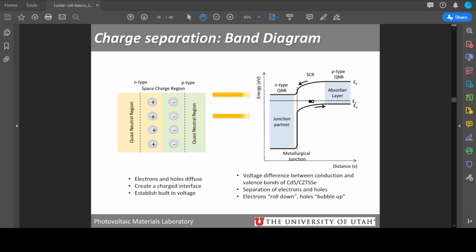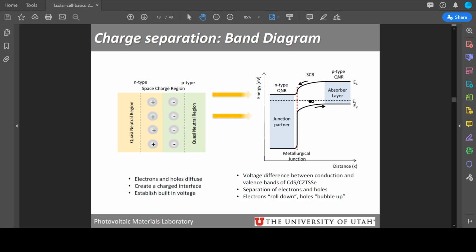Once you sandwich both of these, once the holes come to the electron part, they combine and you have a positive charge here. Once the electrons travel there, and the hole comes here, you have a negative charge, and as this process continues, you have a depletion of both negative and positive charges.